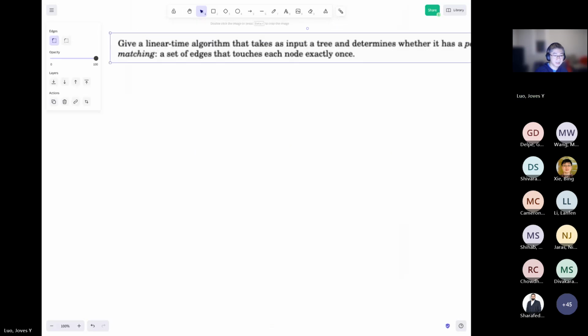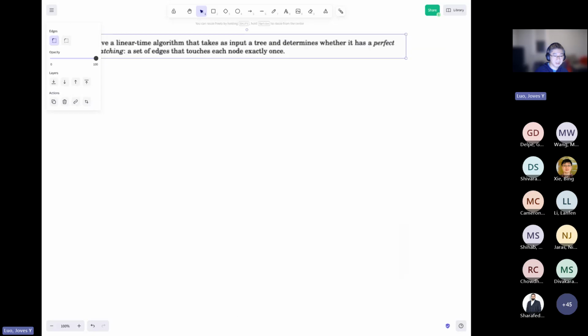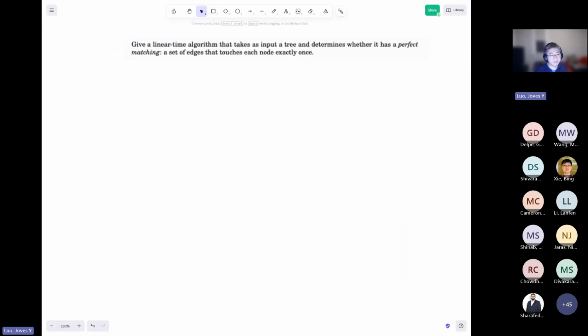Okay. All right, so this question, 5.20, is: give a linear time algorithm that takes as input a tree and determines whether it has a perfect matching, which is a set of edges that touches each node exactly once. This one is kind of tricky because you have to figure out what a perfect matching is. This took me quite some time to look up.